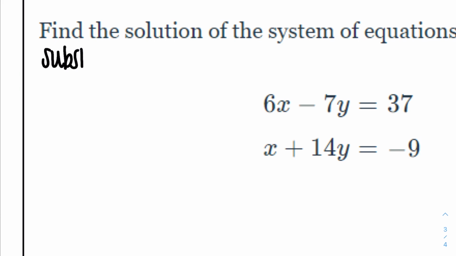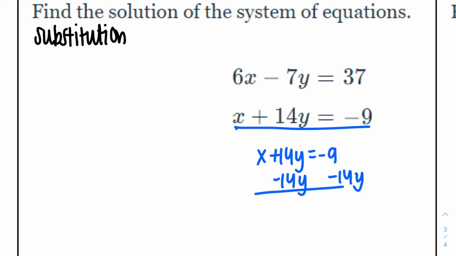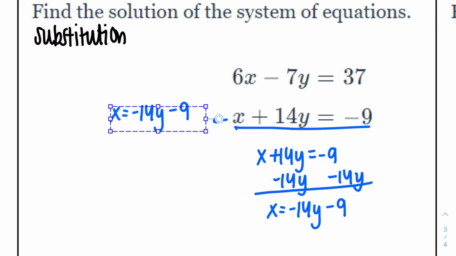Okay, so what I'm going to do is take this equation and rewrite it to get x by itself. So x plus 14y equals negative 9. I'm going to subtract 14y from both sides. x equals negative 14y minus 9. Okay, so again, that becomes my new equation. And the other equation is untouched.